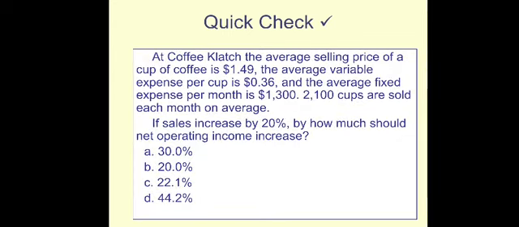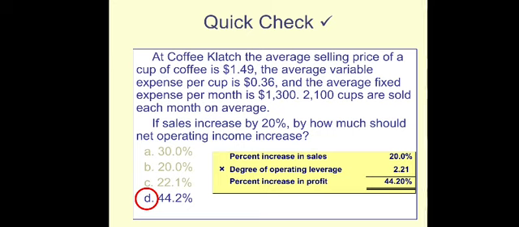And then a new question here. If sales increase by 20%, how much should net operating income increase? So how to answer this question? The answer is 20% times the operating leverage. So 20% times the operating leverage, 2.21, the percentage increase in profit will be 44.2%.